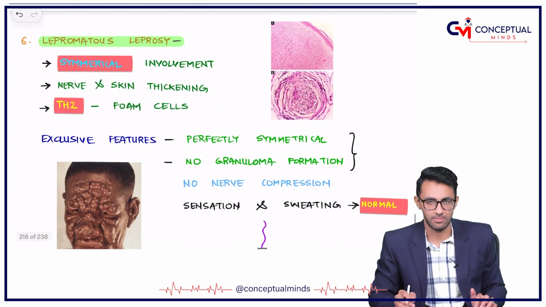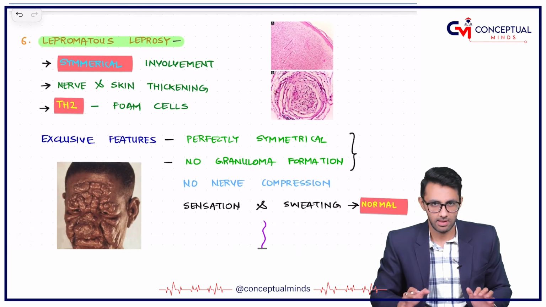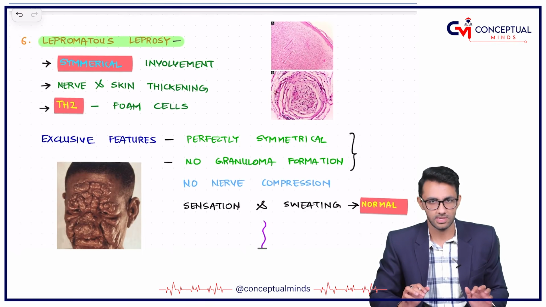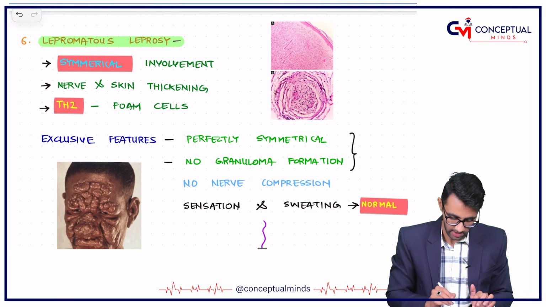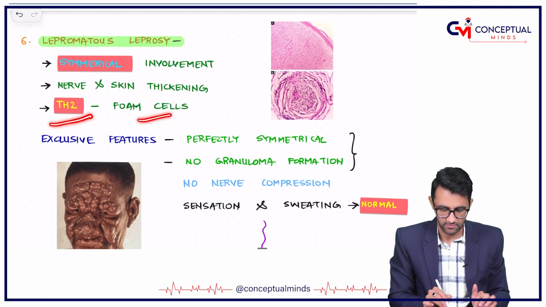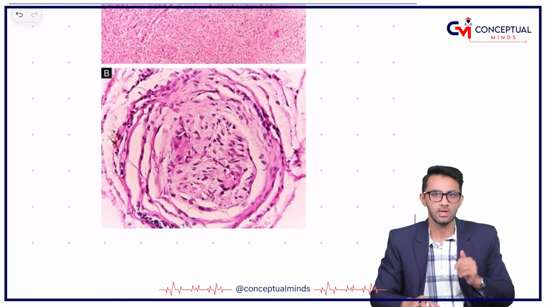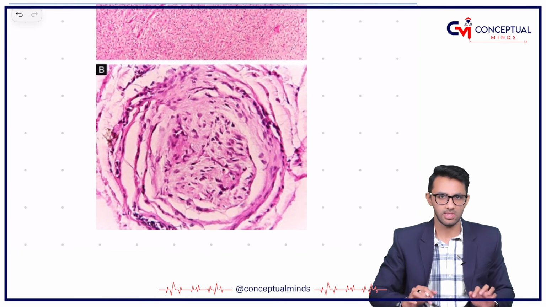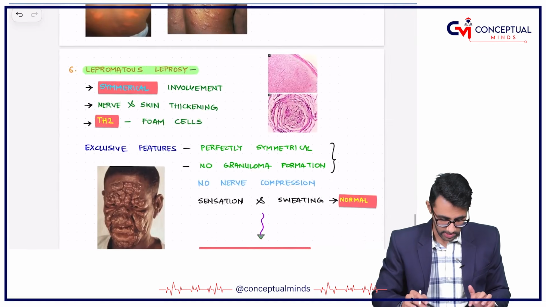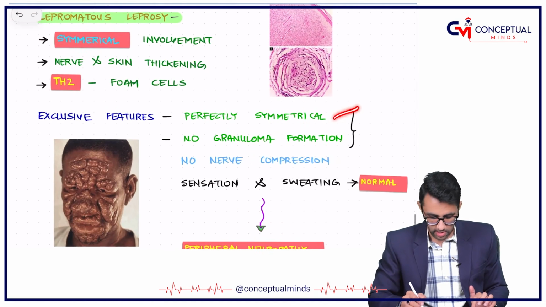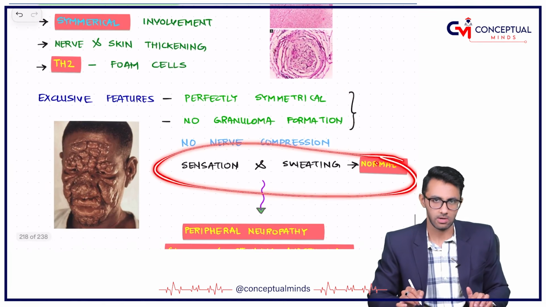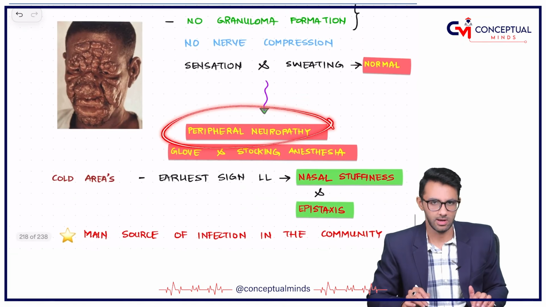Lepromatous leprosy, the worst type. We see everything: the Leonine Facies, madarosis. All the manifestations are seen over here. We see the foam cells over here. In the TS of the nerve, we see lymphocytic infiltrations. Perfectly symmetrical, no granuloma formation, no nerve compression. The sensations are normal, sweats are normal. What we see here is peripheral neuropathy.